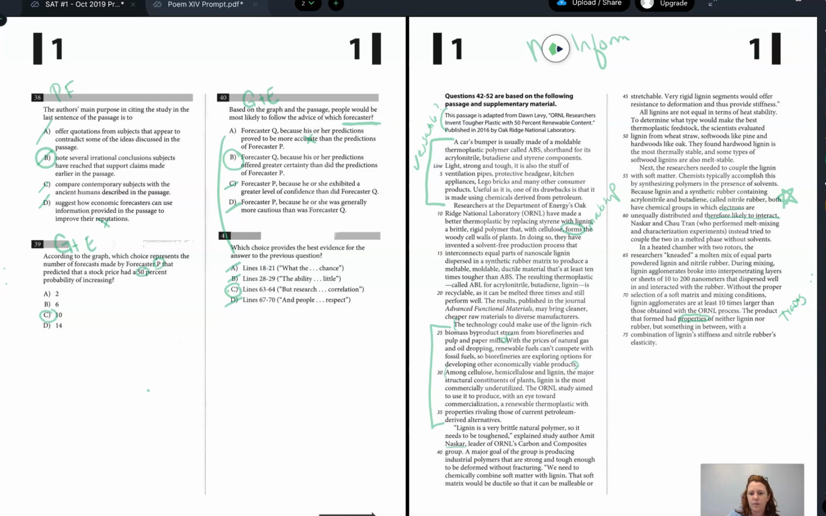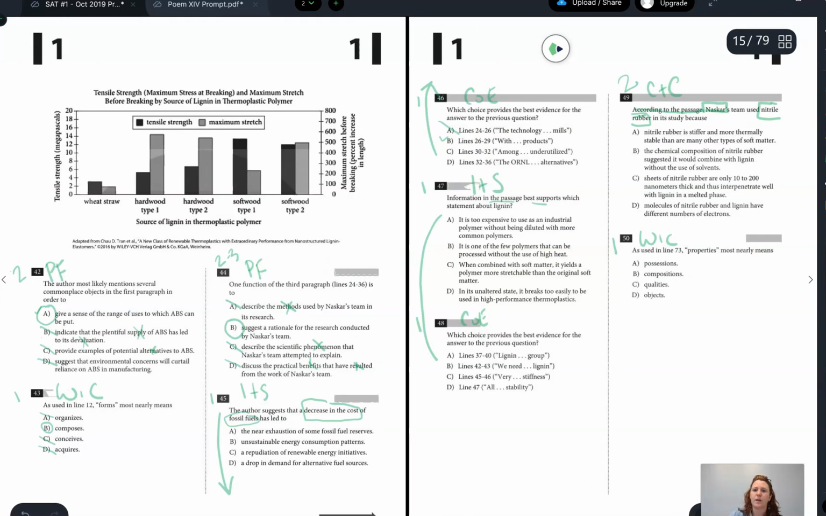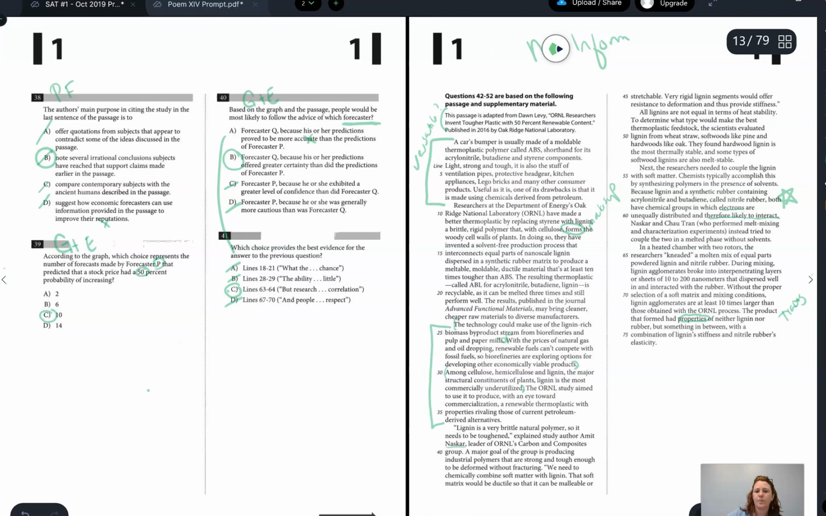Lines 31 and 32 right here, sorry. Among cellulose, hemicellulose, and lignin, the major structural constituents of plants, lignin is the most commercially underutilized. Okay, so let's talk about plants and lignin, not fossil fuels, so we can get rid of C. Lines 32 through 36 for D. 32, all the way to the end.